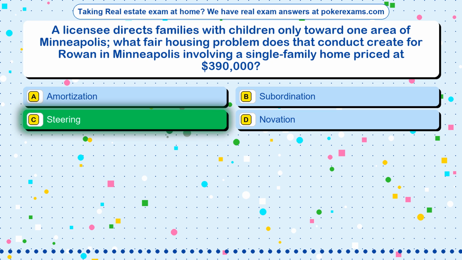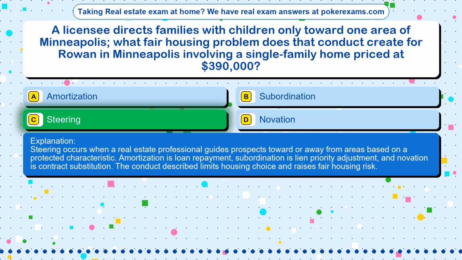The correct answer is option C, steering. Steering occurs when a real estate professional guides prospects toward or away from areas based on a protected characteristic. Amortization is loan repayment, subordination is lien priority adjustment, and novation is contract substitution. The conduct described limits housing choice and raises fair housing risk.